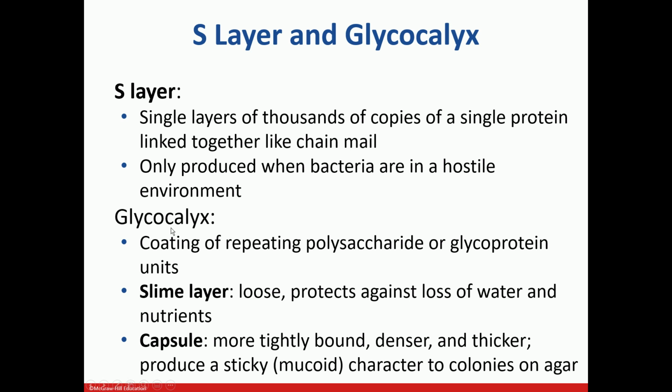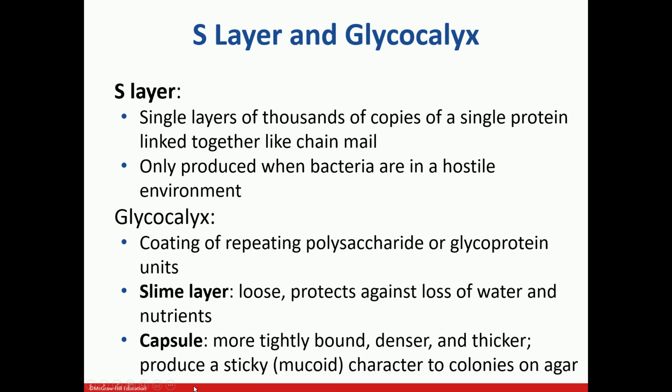Now this glycocalyx can be in the form of a capsule, or it can be in the form of slime layers. These bacterial cells form capsules, or they can also form slime layers. So they are both kinds of glycocalyx. Now what is a slime layer? It is loose, and it protects the bacterial cells against the loss of water and nutrients. And what is a capsule? It's tight, dense and thick.